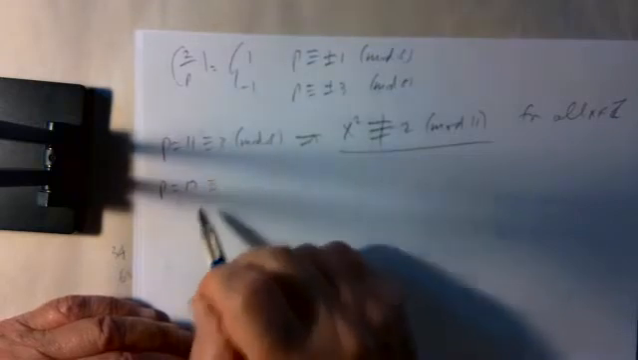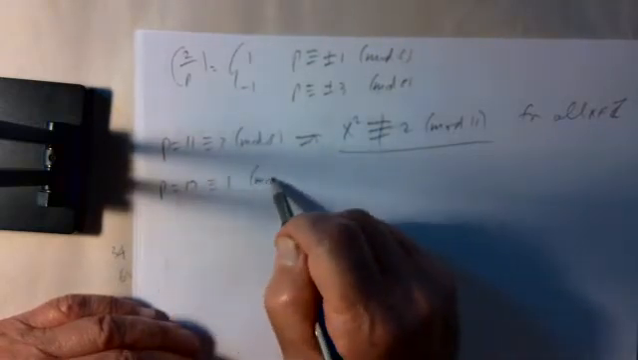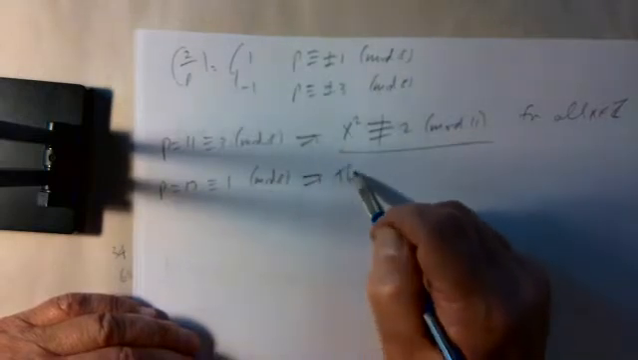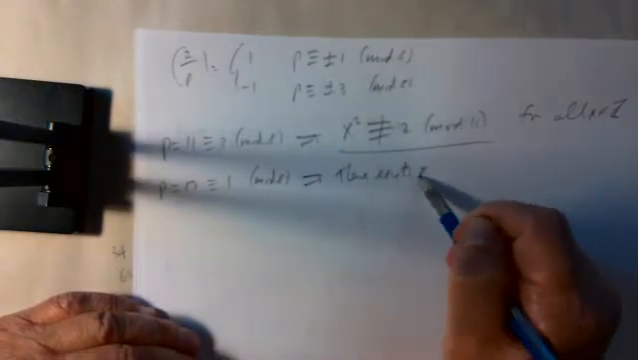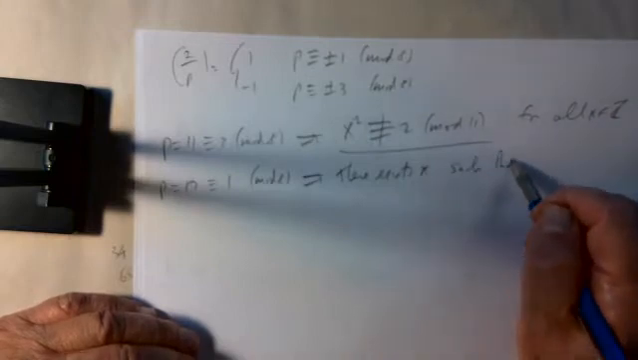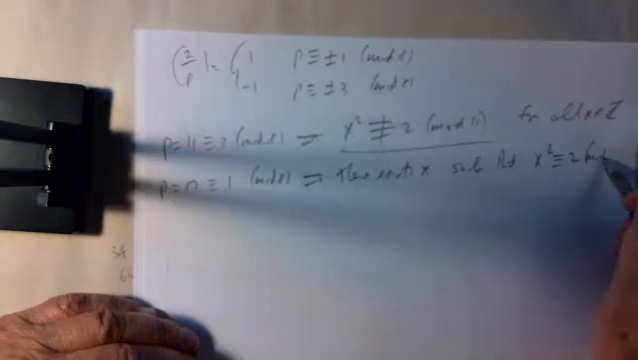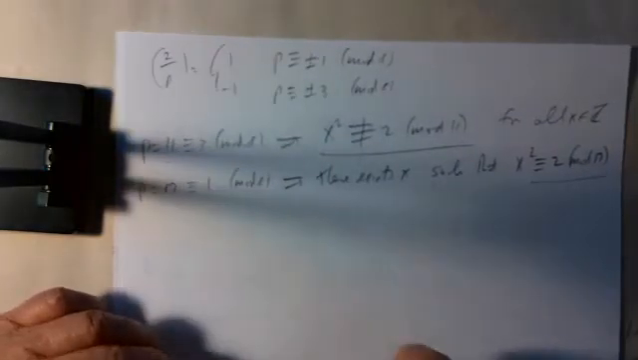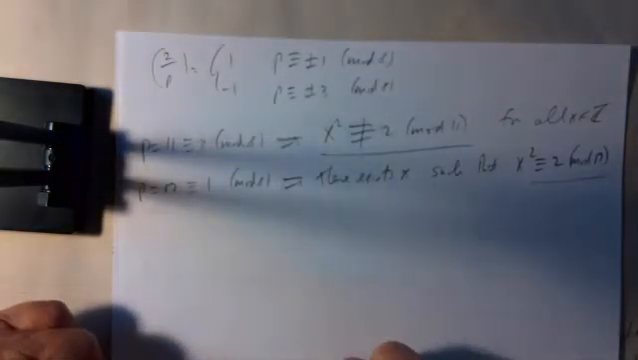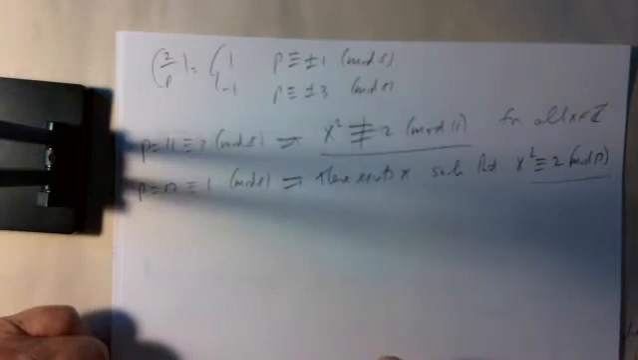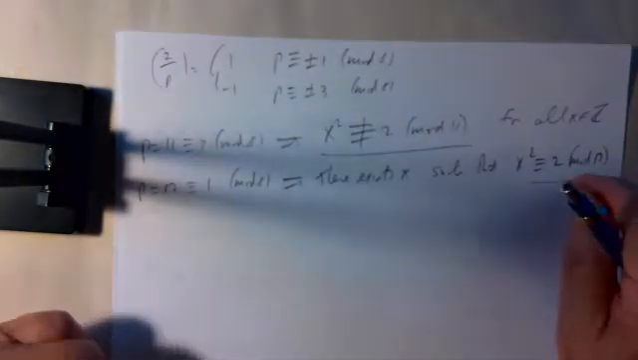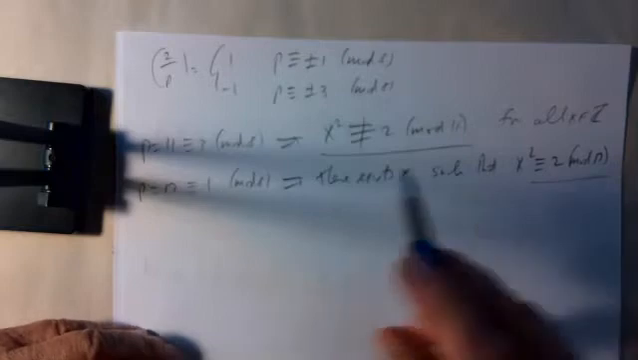What about 17? 17 is congruent to 1 mod 8. So this means there exists an x such that x squared is congruent to 2 mod 17. This doesn't tell us how to find the square root of 2 mod 17. It tells us that there is one, which means if you start squaring the integers mod 17, you'll have to get a solution.